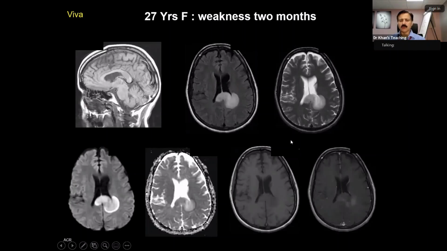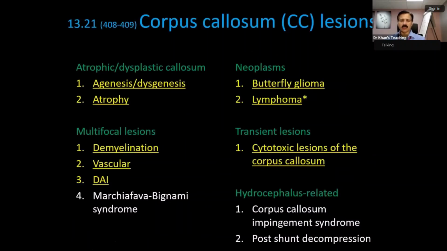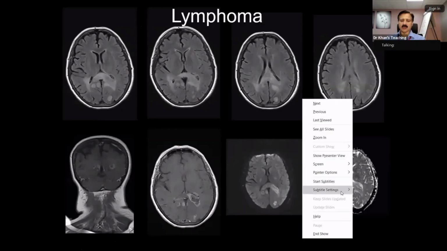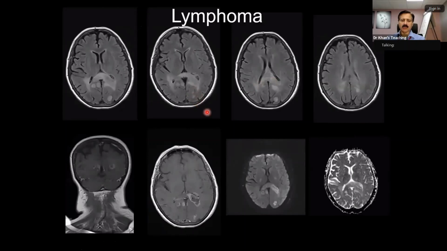Now, so this is tumefactive MS. Nobody can diagnose tumefactive MS just on the basis of a single image. You will consider things like lymphoma, etc. This is corpus callosum lesions in your book, and butterfly glioma and lymphoma are the top 2. I have already shown you this case previously, and this is what we call lymphoma, periventricular. I've not given you all the images, but just wanted to make the point that it is crossing the midline, and it is actually multifocal. Some rim enhancement, etc., is present.